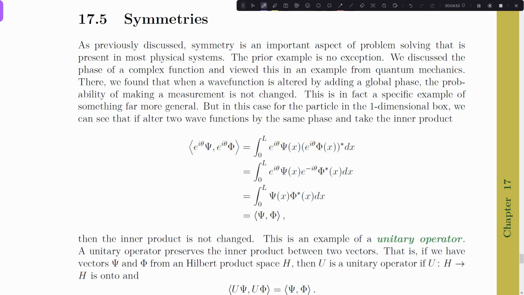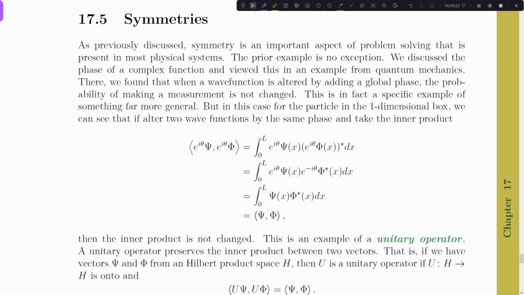And so what that describes is that multiplication by e to the i theta is a symmetry of, what is this space? The space is L2 of 0 to L. This is that L2 space that we like. So it's a symmetry of that space in the sense of it preserves the inner product.